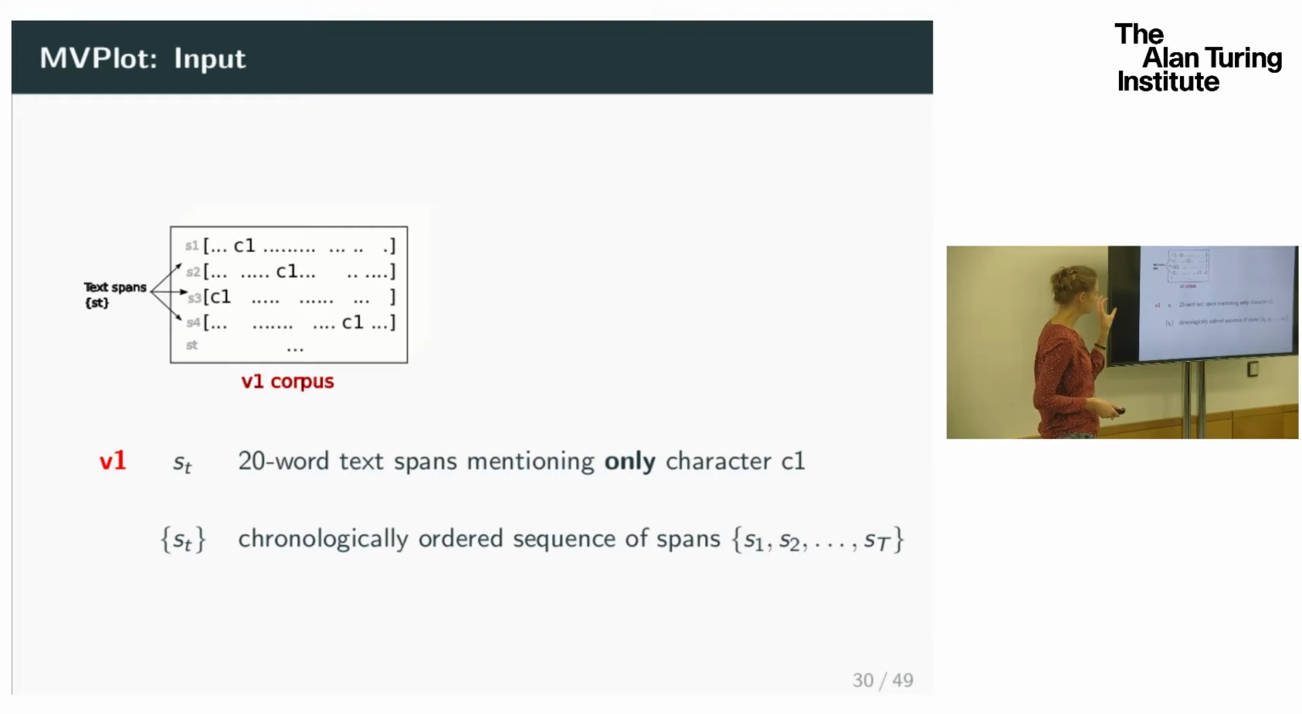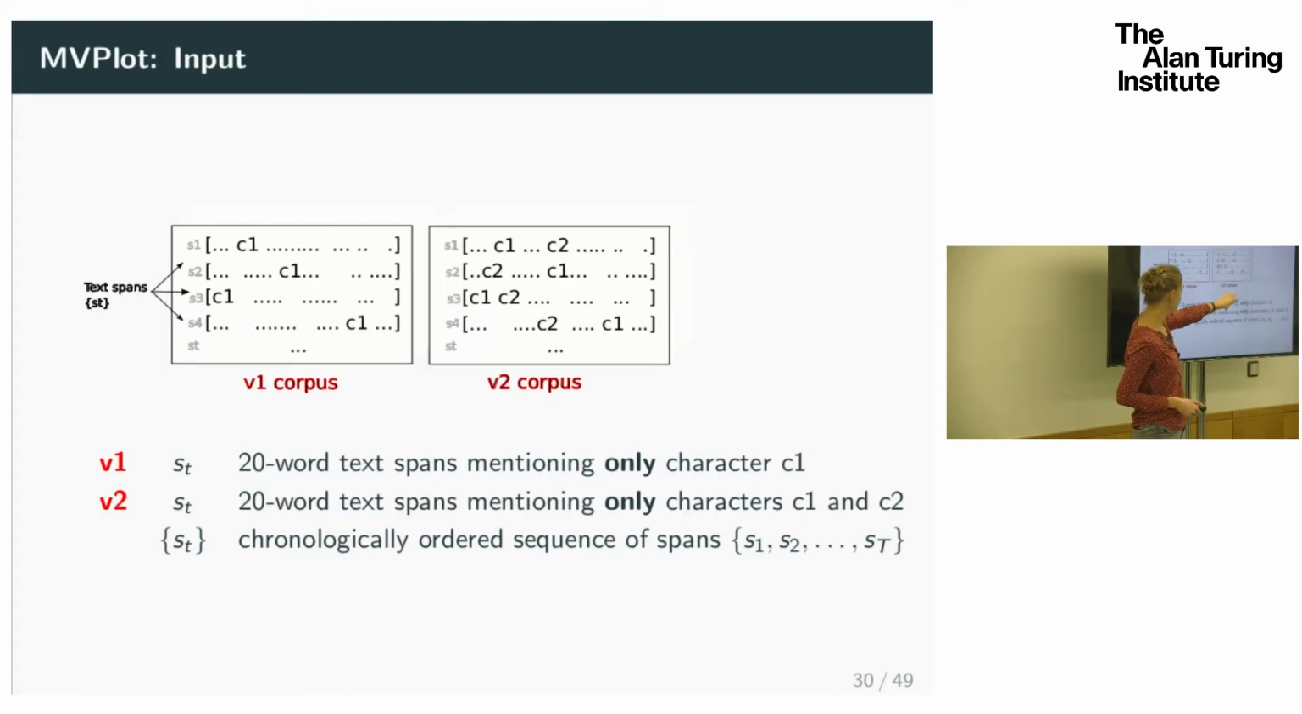We have a view-specific input corpora. So in order to learn view 1, the property view, we have local text spans, which mention only one particular character of interest within local context, but no other character, assuming that these local contexts convey some information about the inherent properties of that character. And we look at 20-word text spans. And these text spans are chronologically ordered with respect to their occurrence in the novel.